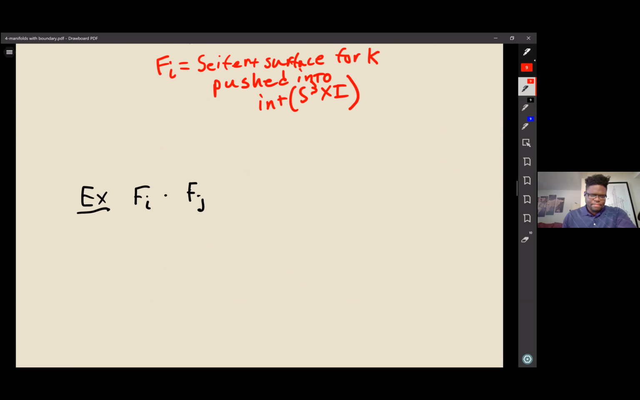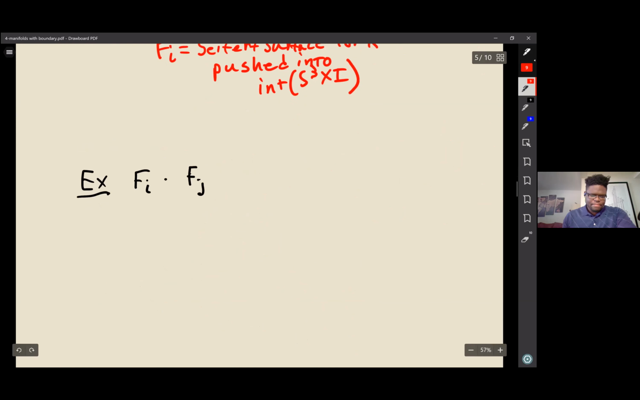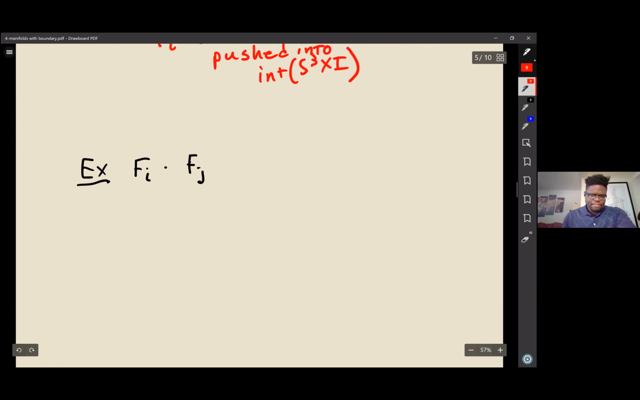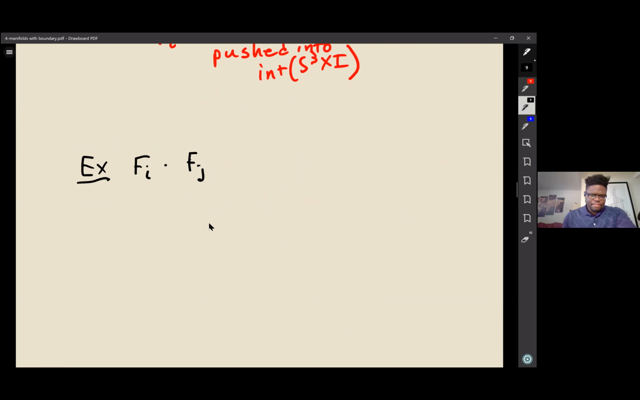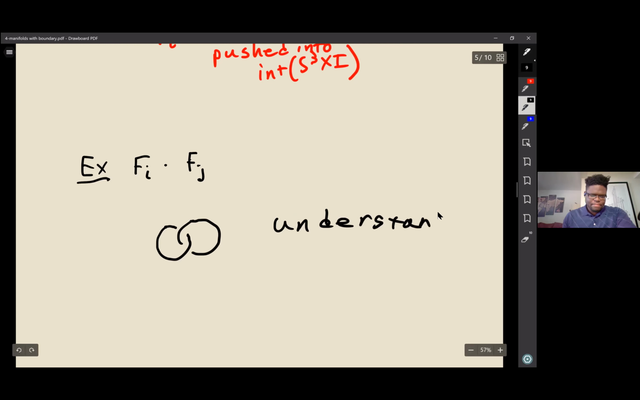So let's take a closer look at how these two pushed-in Seifert surfaces for two different components of our link intersect in the interior of S^3 times I. So just a toy model. We'll have two unknotted components linked once. And remember, we can understand these embedded Seifert surfaces as a movie.